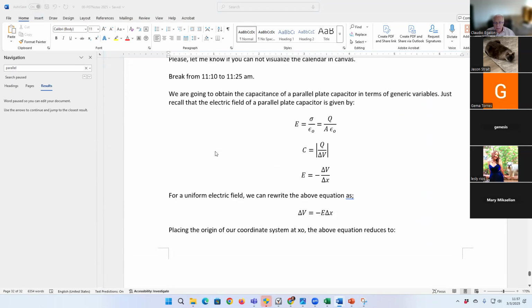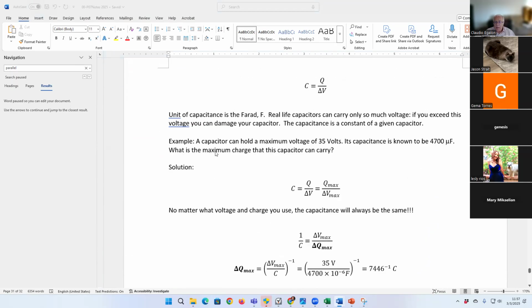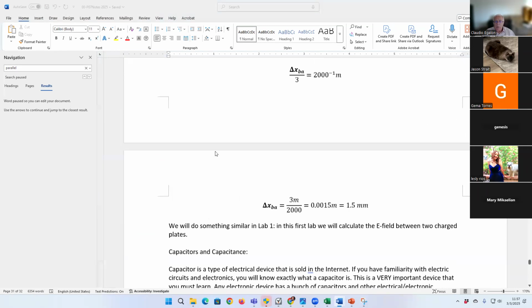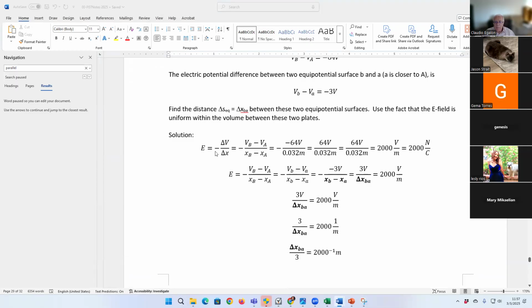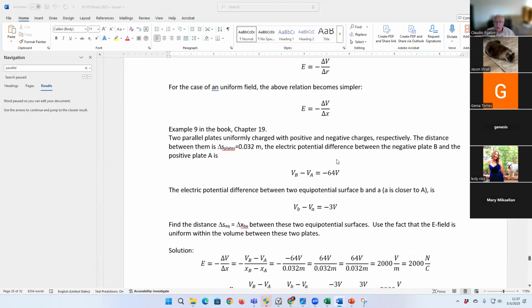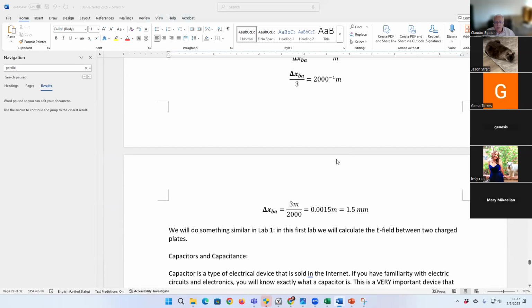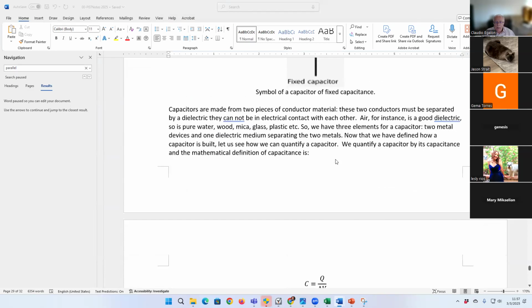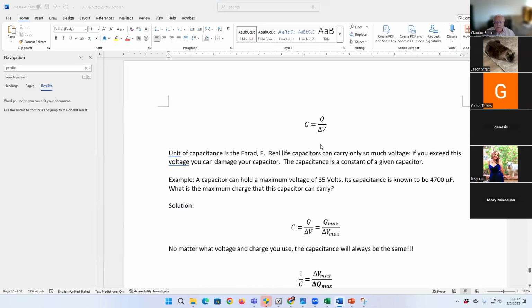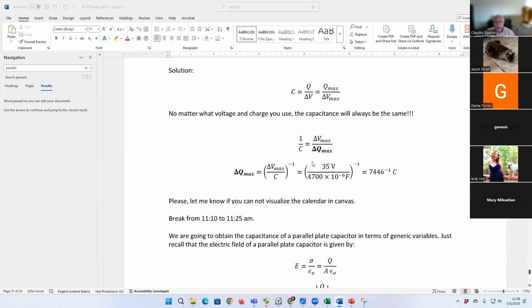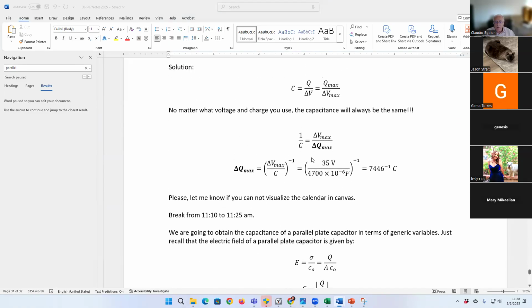Let's see, there's another mistake here in terms of the units. Let's see if I got it inverted. Not this one. Farad. Q over delta V.